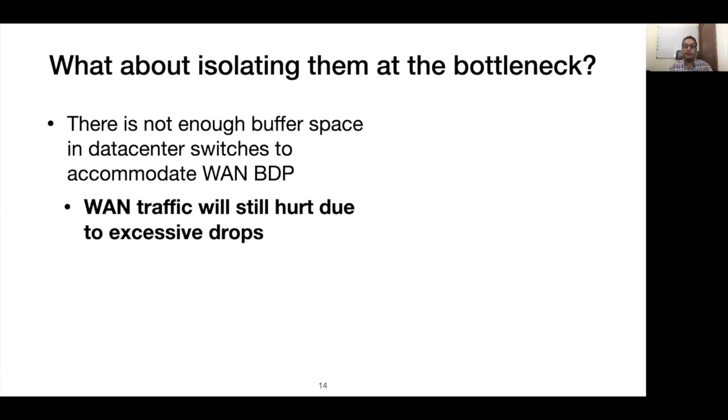First, there simply isn't enough buffer space at the data center switch to absorb a WAN BDP. Recall that we're concerned with high bandwidth WAN flows, capable of utilizing terabits per second of capacity in aggregate.